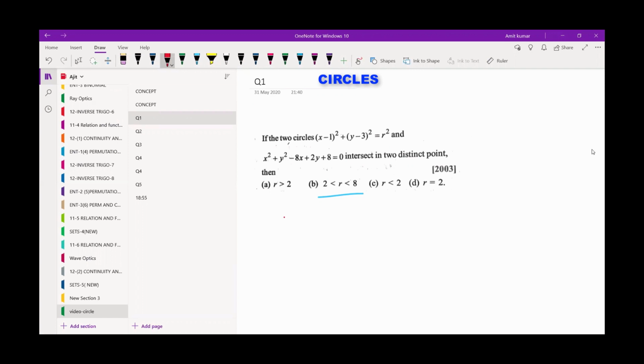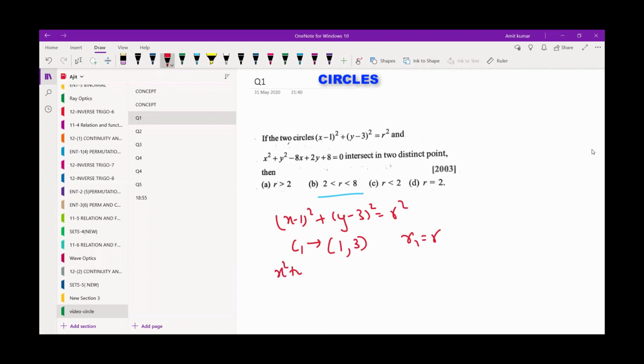So for the first circle, C1 is the center. The circle is in the form of (x minus h) whole square plus (y minus k) whole square is equal to r square. So the center is (1, 3) and r1 is here r.